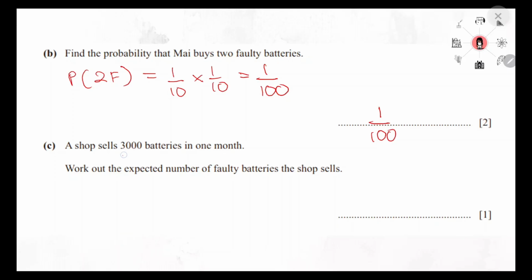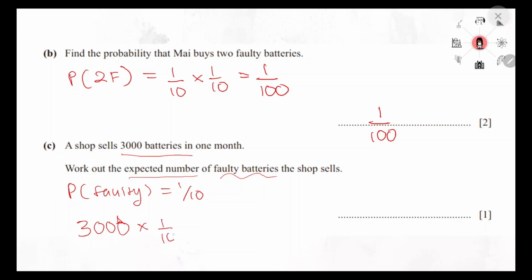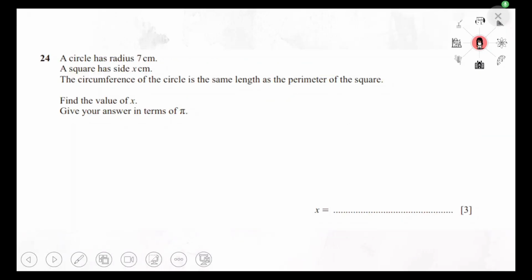A shop sells 3,000 batteries in 1 month. Work out the expected number of faulty batteries the shop sells. So as we know, the probability of faulty batteries is 1 by 10. So among the 3,000, to find the expected number of faulty batteries, we'll multiply 1 by 10 by 3,000, which will give us 300. Thus that's the answer.